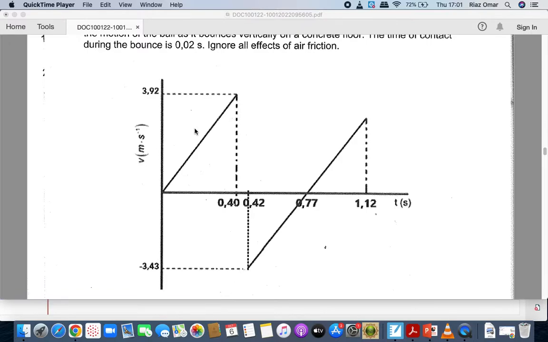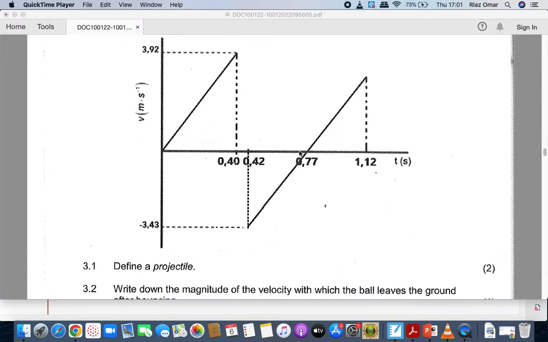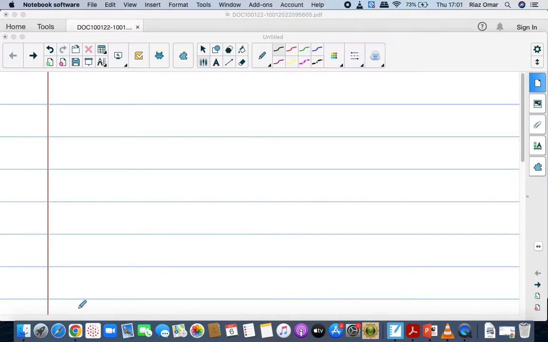So here's a diagram, an interesting diagram where an object is dropped. It hits the floor. The time of contact with the floor is 0.02 seconds. It bounces. It reaches maximum height and goes back down towards the floor. Alright, so the first question is define a projectile. Usually the first questions are always definitions. So what's important is that you should not lose marks with definitions.